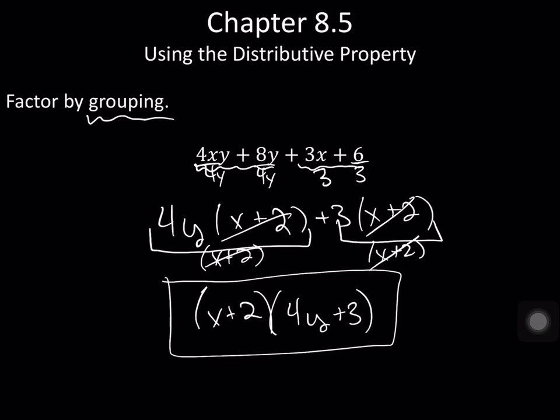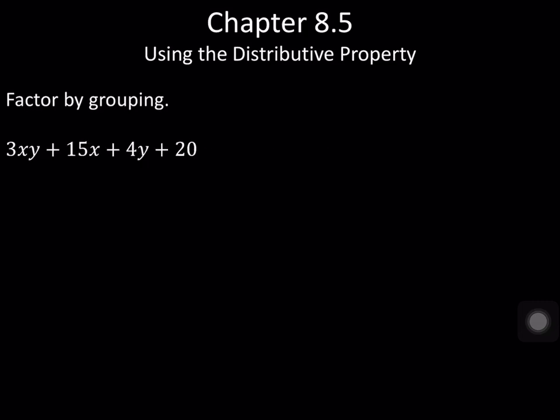Division is the undoing. Factoring is the undoing. So here's another one. I want you to give this one a shot. This is factor by grouping. And so you give this one a shot, see what you can come up with.